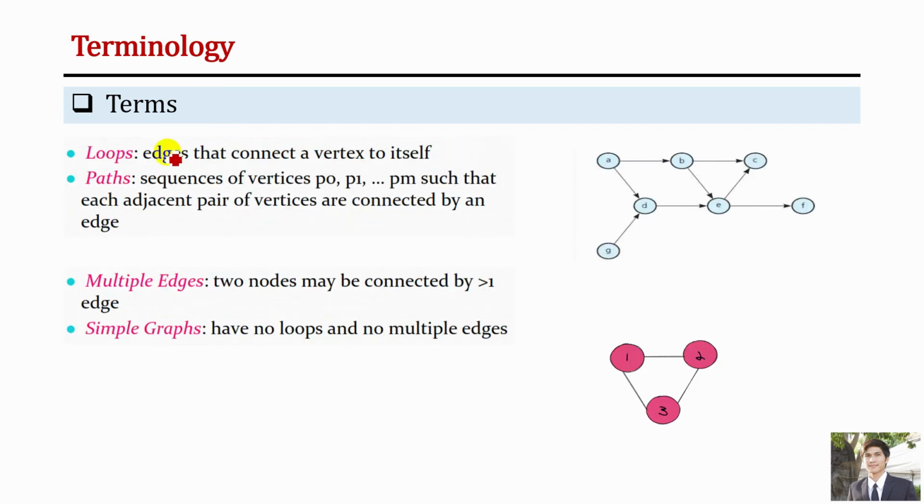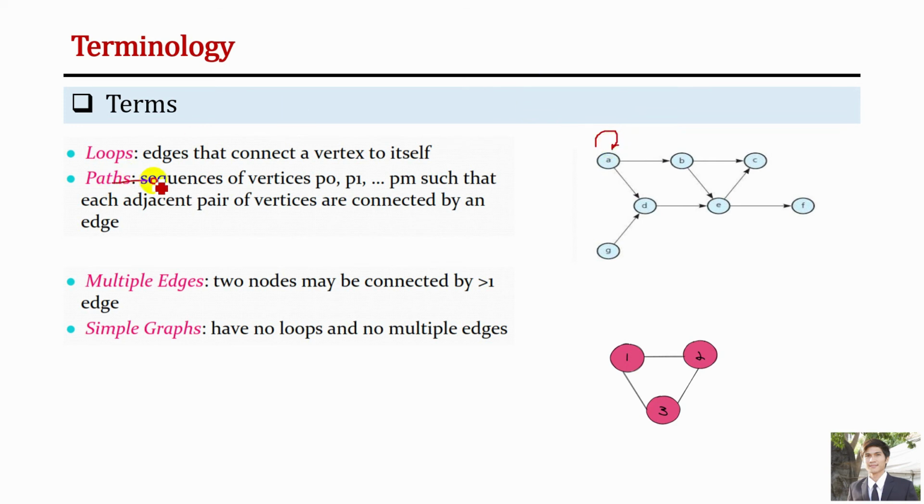And next we have a loop. It is an edge that connects a vertex to itself. For example, from A here, if there is a line that loops back, they are connected to itself.